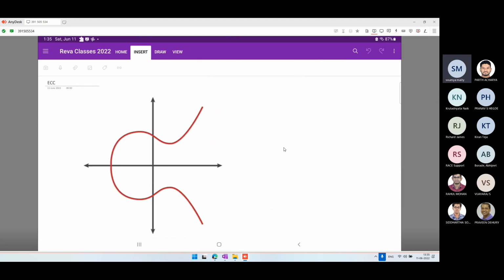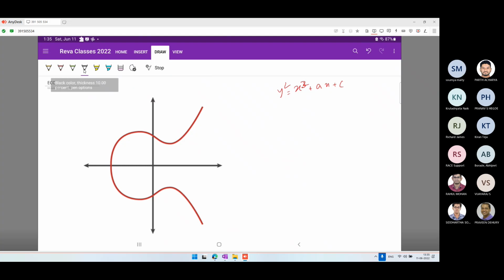This is the elliptic curve. The equation is y square equals x cube plus ax plus c. This is the equation, and this is the curve. This is how the curve looks. Now I'm just taking a different color, maybe this one.